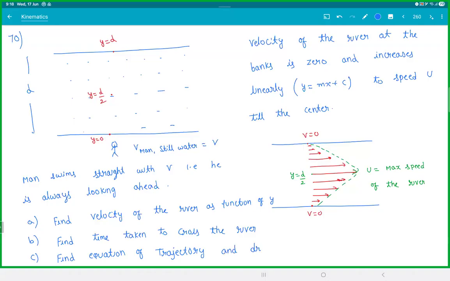Drift meaning, since he's swimming straight, he won't go straight. He will reach the other side somewhere else. Where did he reach? Let's get these three questions. If it is an exam, I'll ask you B and I'll ask you C. I won't even ask you B actually. I'll ask you C only: which of the following is the trajectory and the minimum drift.